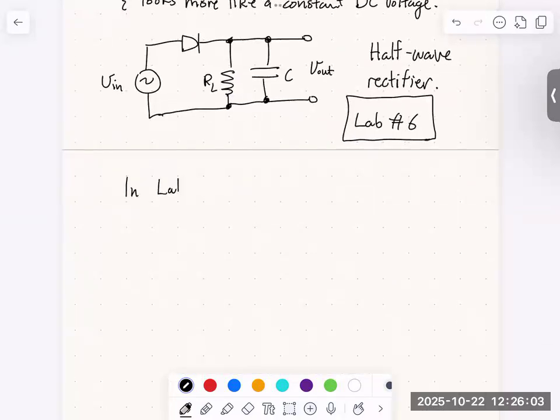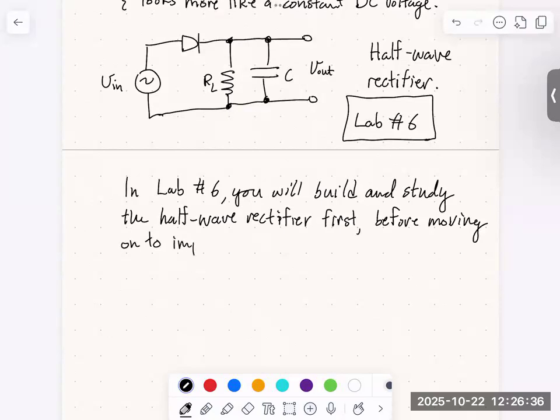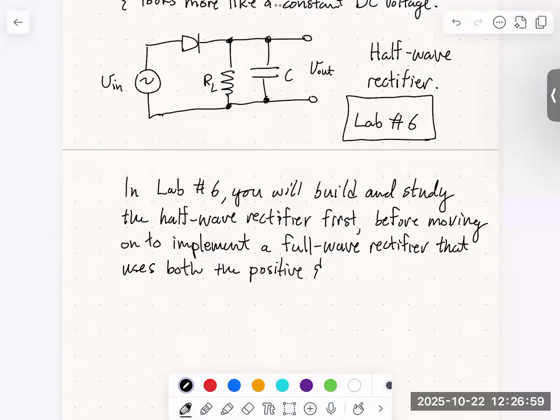So in lab number 6, you will build and study the half wave rectifier first before moving on to implement a full wave rectifier that uses both the positive and negative parts of the Vin oscillation.